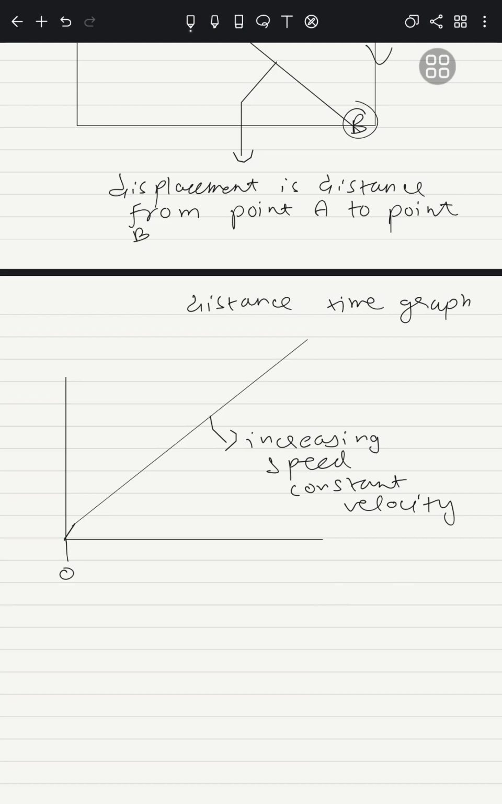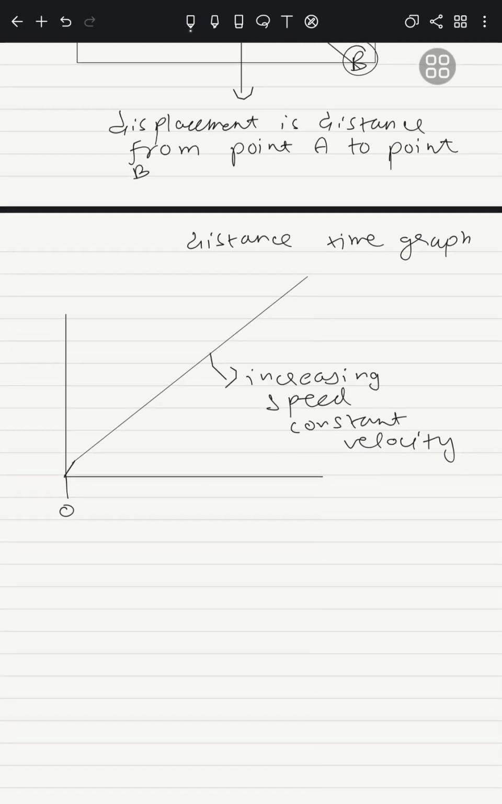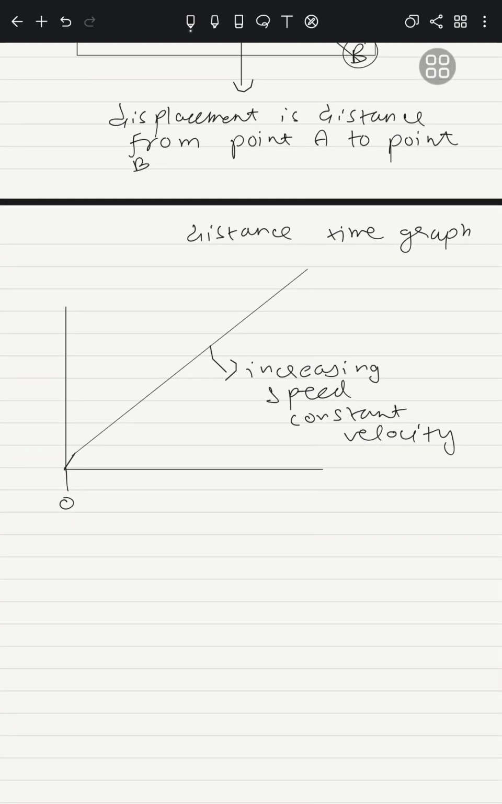So yeah, increasing speed, constant velocity. So at 0 there is no movement or anything. Zero at zero is nothing. Y-intercept. So area under the graph, this would be displacement.